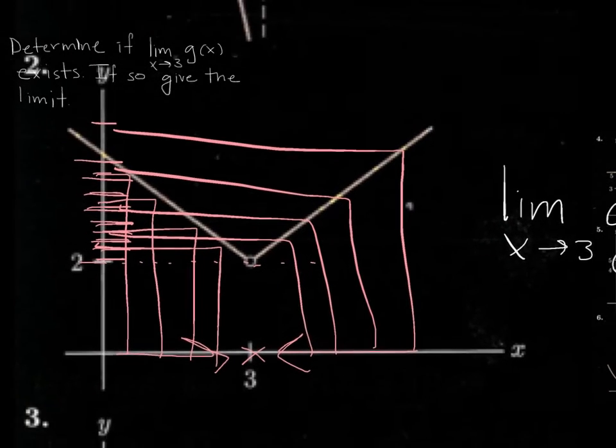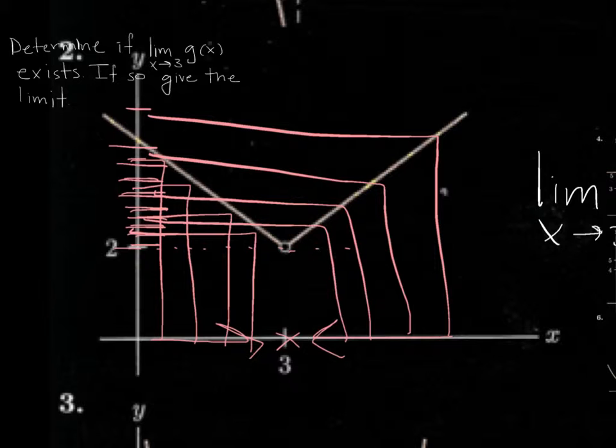It's worth noting that the function itself is undefined at 3. g of 3 does not make sense, but that does not mean that the limit can't approach 2 at that point. The function does not have to exist at a value for the limit to exist at a value. Alright, let's go ahead and move on to the next one.